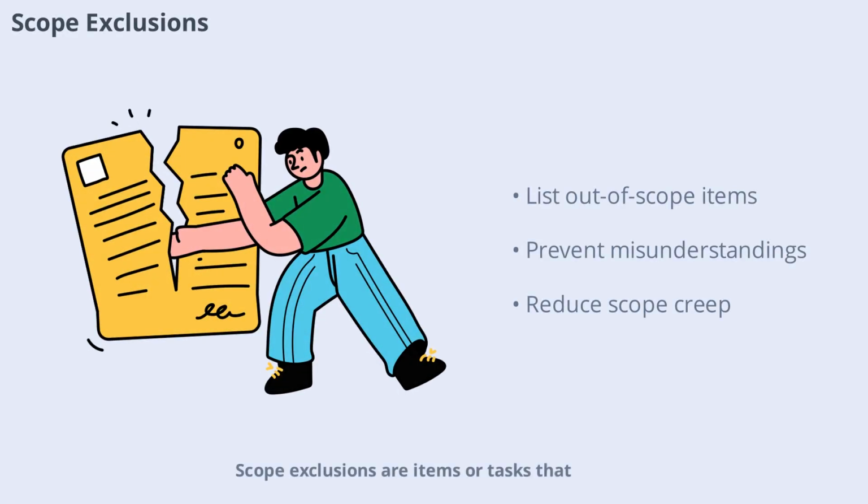Scope exclusions are items or tasks that are explicitly not included in the project. Clearly stating exclusions helps manage stakeholder expectations and prevents misunderstandings. By documenting what's out of scope, you reduce the risk of scope creep and keep the project focused. Let's discuss how to identify and communicate scope exclusions.